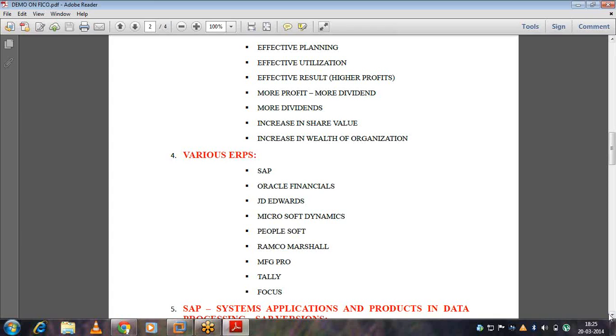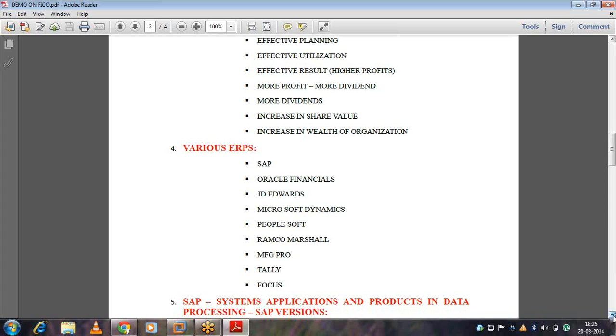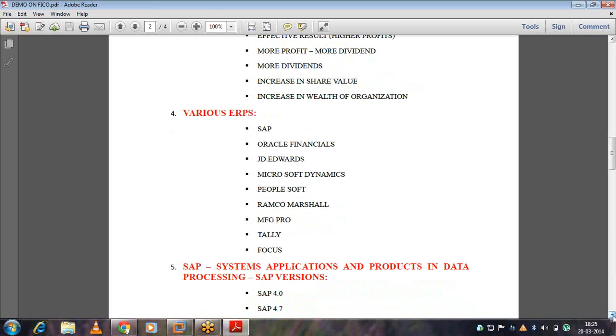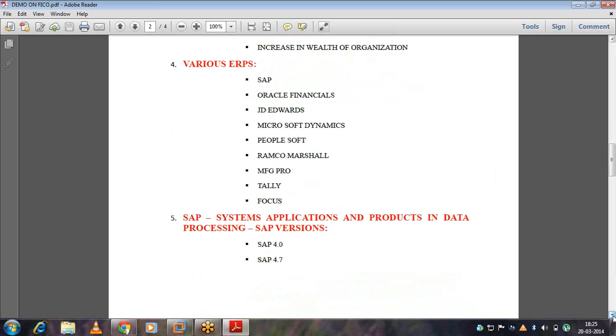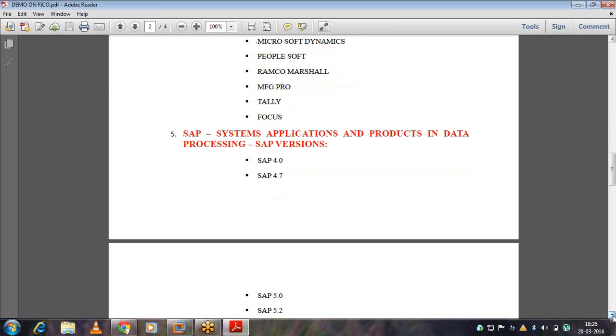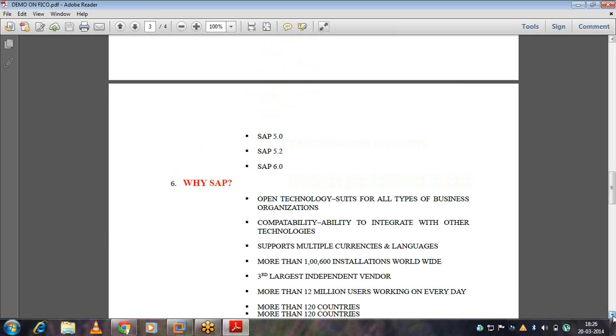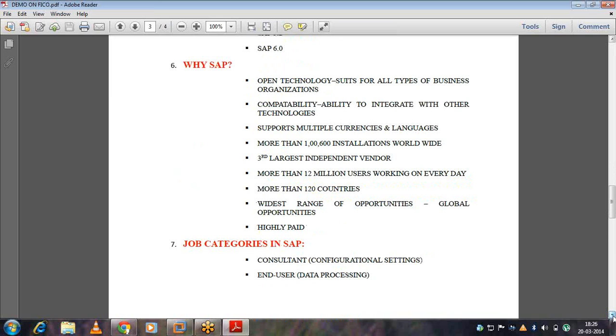Then coming to SAP, I haven't started exactly the course we are going to discuss, that is FICO, the Finance and Controlling module. Before we discuss the Finance and Controlling module, let us have some more general overview of job categories in SAP.